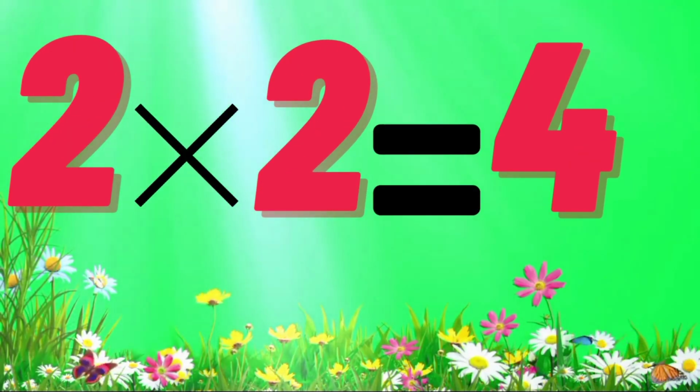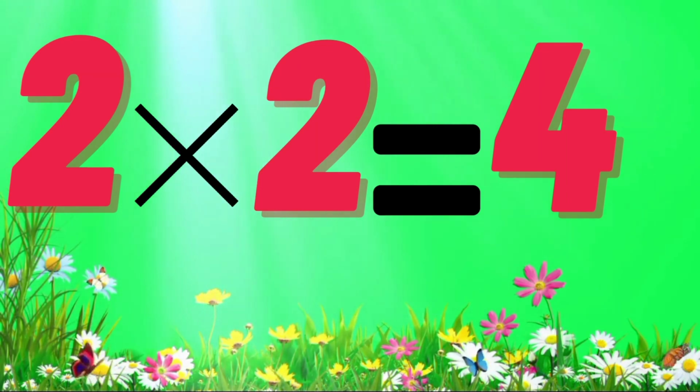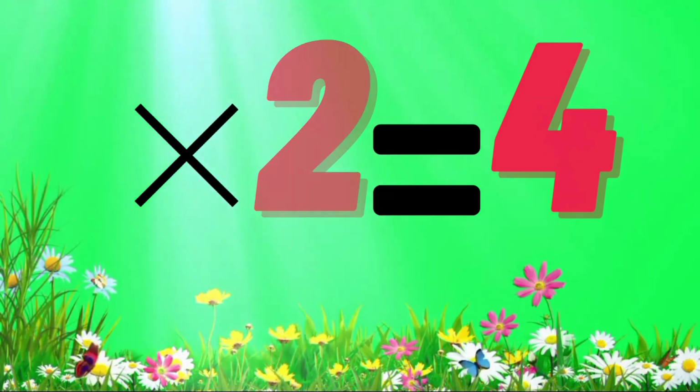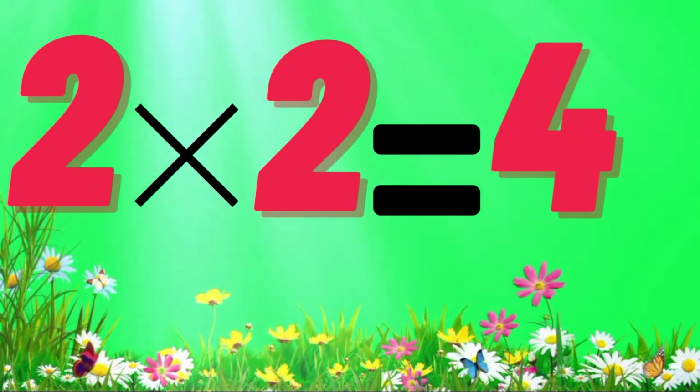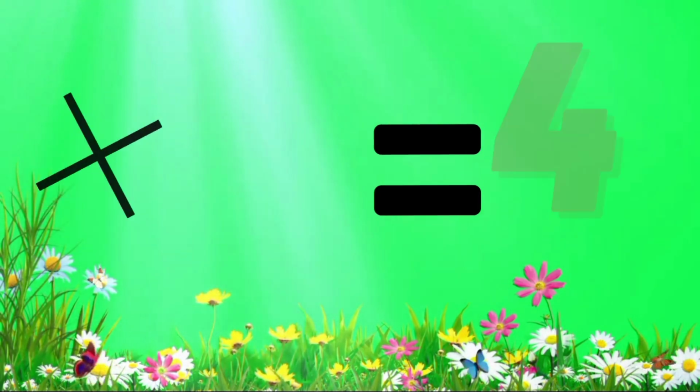Next. 2 twos are 4. 2 times becomes 4. We multiply 2 to 2. 2 ones are 2, so it becomes 4. 2 twos are 4. 2 into 2 becomes 4.